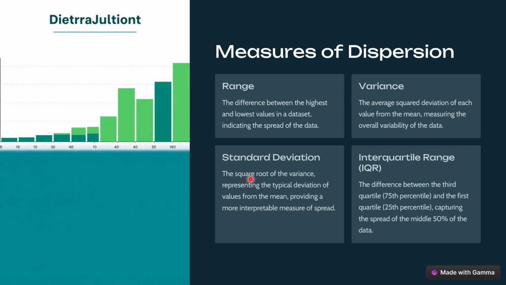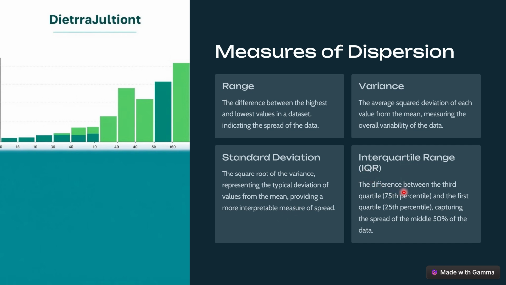Standard deviation. Standard deviation is the square root of the variance. It is more intuitive to understand because it is in the same unit as the data itself. A smaller standard deviation means the data points are closer to the mean, while a larger standard deviation means they are more spread out. The interquartile range.